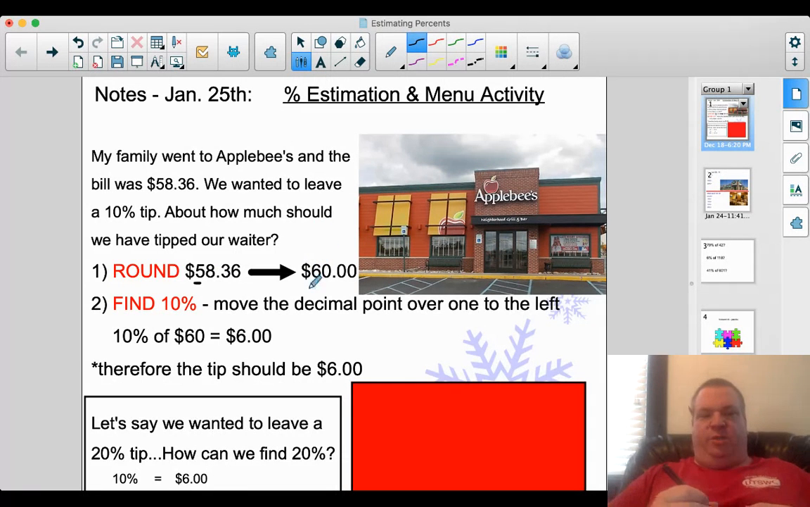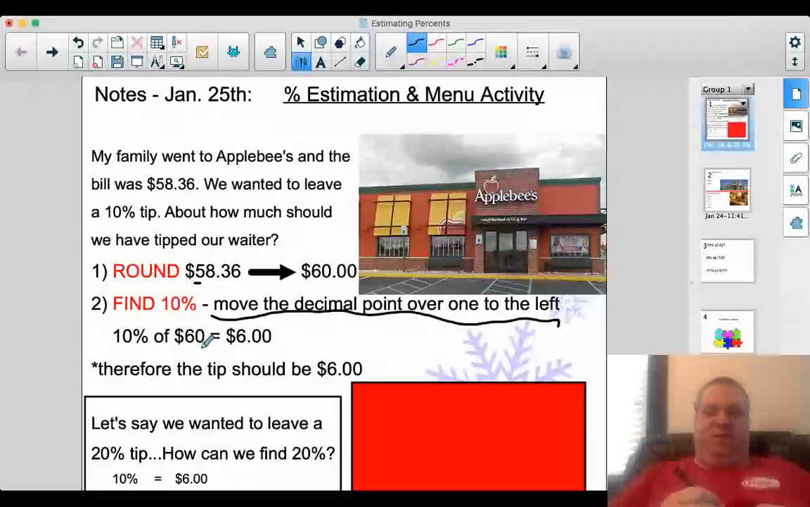Okay, so once we have this rounded to the nearest 10, what we're going to do is find 10%. Now the reason we're finding 10% is that 10% is a really easy number to find. 10% is just 1/10, so all we're doing is dividing by 10. What I hope you remember is that when we divide a number by 10, all we do is move the decimal point 1 to the left. So if you have 60, 10% of this would just be moving the decimal 1 to the left, which makes it 6. If there's a 0 at the end, it just amounts to dropping the 0.